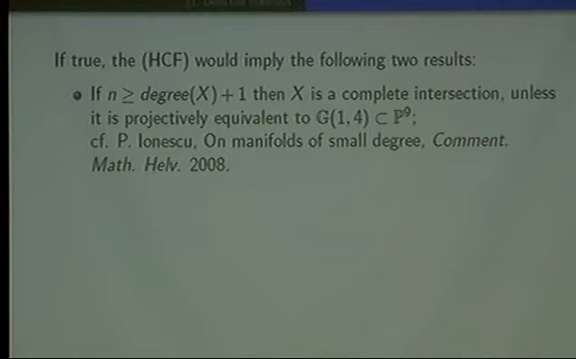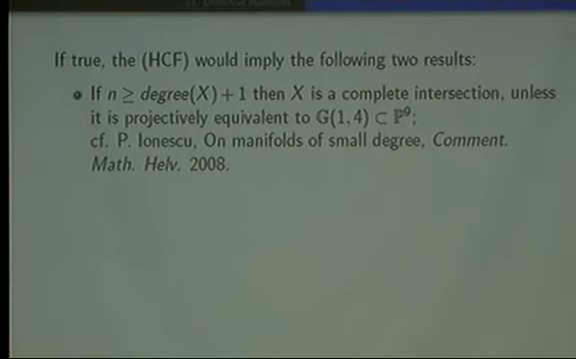Moreover, if this restricted form of the Hartshorne conjecture would hold, then the following two facts would be true, and hopefully this would be nice. So first of all, if the dimension is at least the degree plus 1, then X should be a complete intersection unless projectively equivalent to the Grassmannian of lines Plücker embedded in P9. This follows from some analysis I made in this paper.